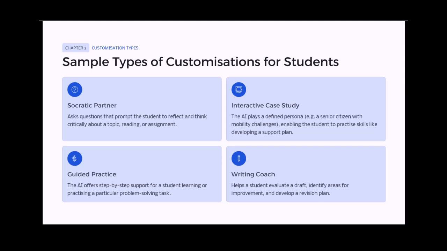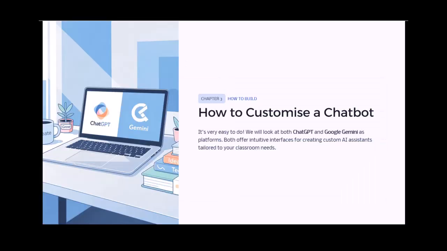Guided practice is where artificial intelligence offers step-by-step support to a student who's learning or practicing a particular problem. Also, a writing coach is a good example of a customised chatbot. This is where the chatbot helps a student evaluate the draft of a sample piece of work, identify areas of improvement and develop a revision plan. All these examples provide excellent approaches to guide and support students.